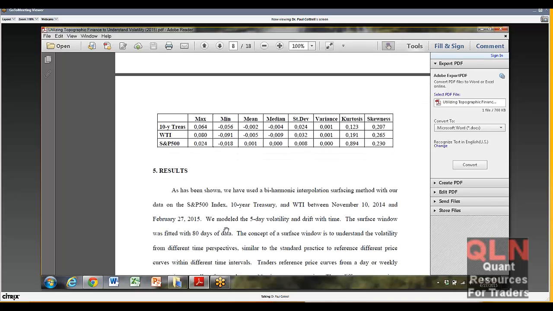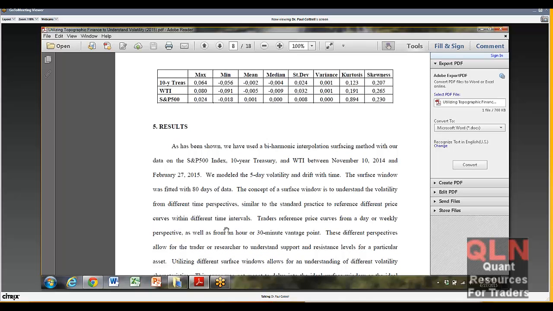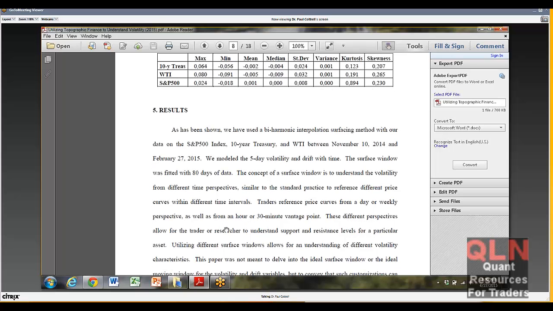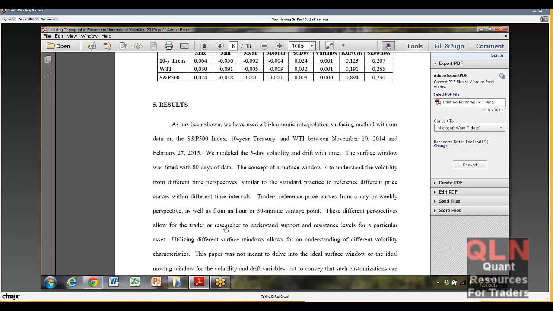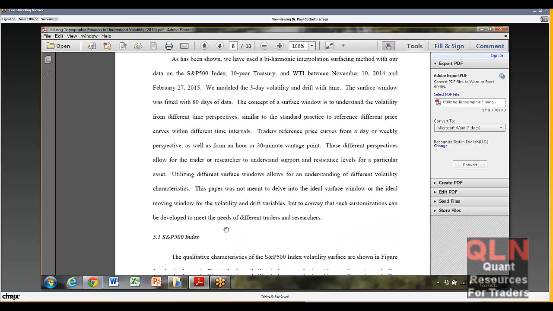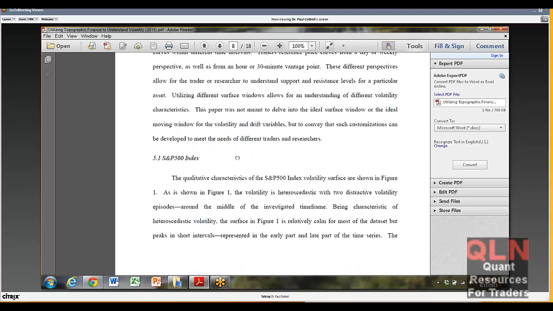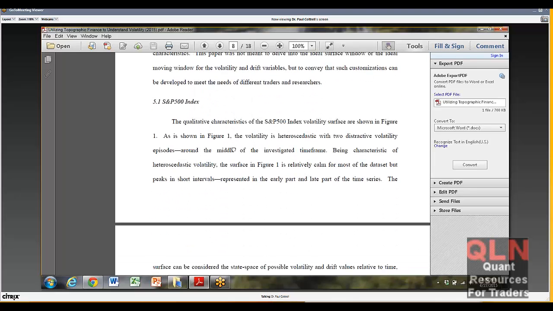Now the results. So again, this was from November 10th to February 27th, 5-day volatility and drift with time as the X. And let's see the figures here. So the S&P 500 index.